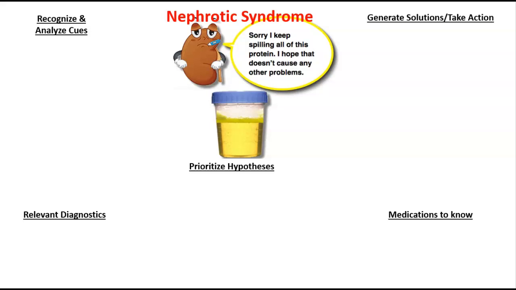Daily weights, intake and output, avoiding infection, right? Because remember I said they're losing antibodies in that urine as well, so that puts them at an increased risk of infection. Checking their vital signs, their weights, skin care because of the edema. Looking for those danger signs which could herald something else going on.